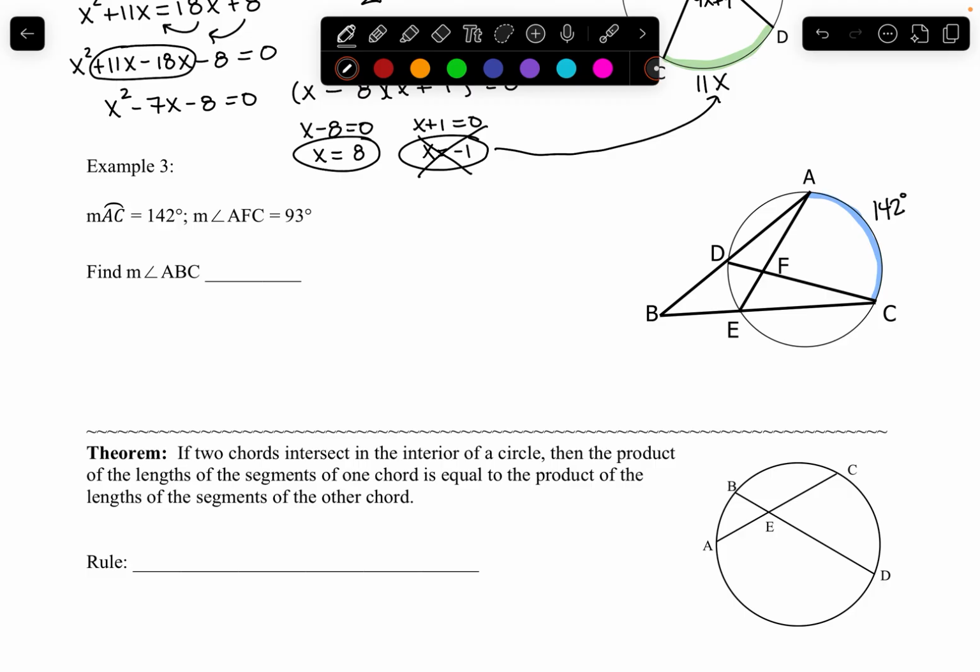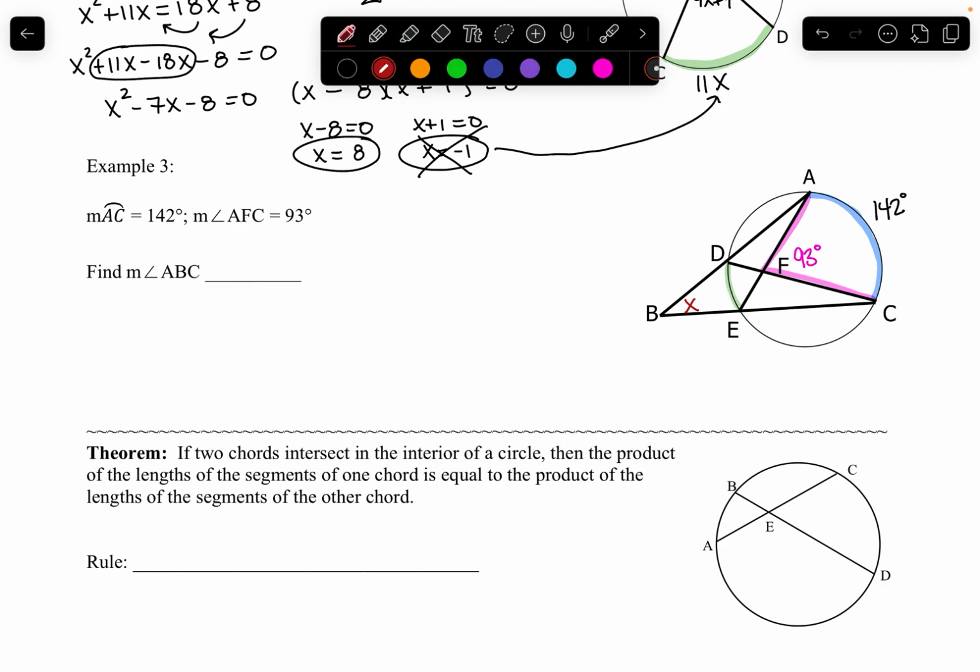I know that the measure of angle AFC, so that is this angle here. Let's do pink. I know that this angle right here is 93 degrees, and it says find the measure of angle ABC. The measure of angle ABC is this angle here. In order for me to know that angle, I need both of my arcs that create that angle, which means that I need to know what this arc is, but I don't.